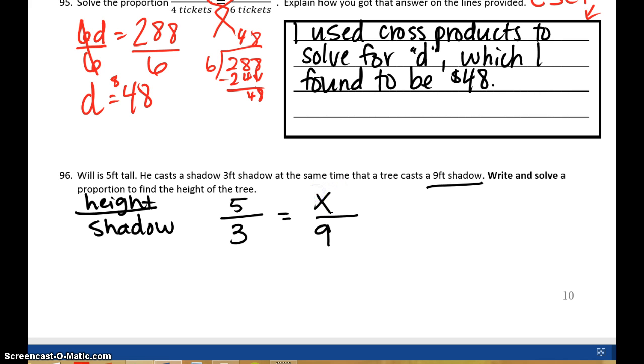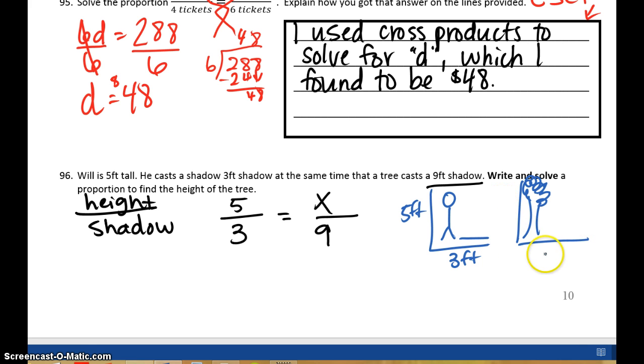I'm also going to draw a little picture, which I know some of you like to do. I love visuals. I think it's a smart idea, so draw a picture as well on this one. I'm just going to draw Will here. He is 5 feet tall with a 3-foot shadow. Now I'm trying to find this lovely tree here, a blue tree. It has a 9-foot shadow, and we're just trying to find how many feet tall this tree is.